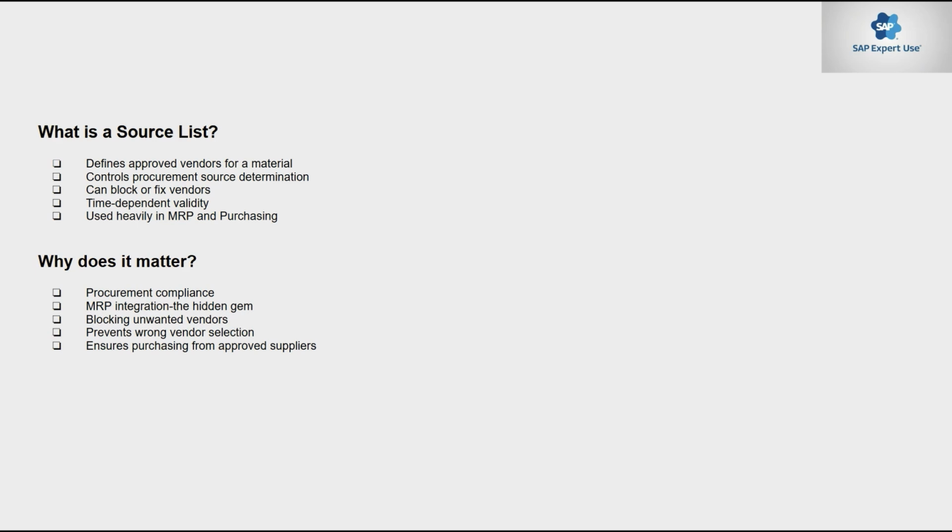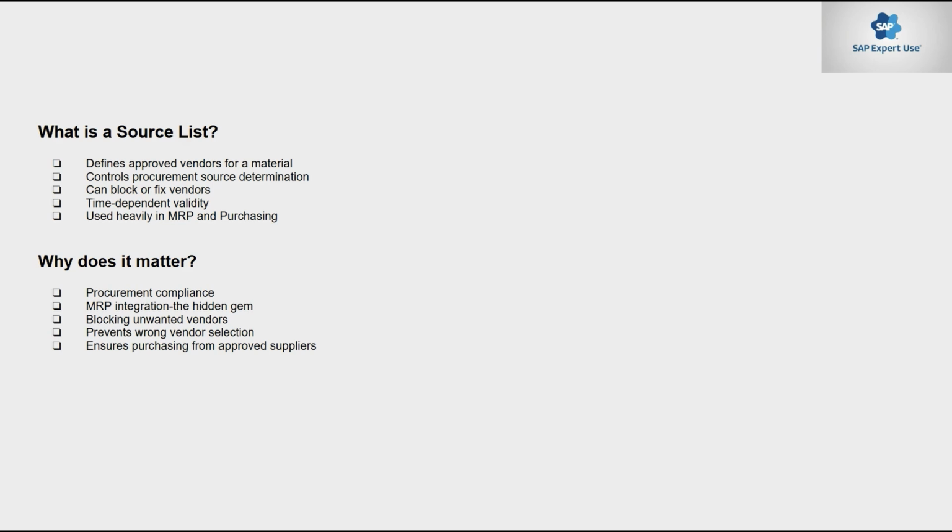So, in other words, a source list in SAP defines which vendors are approved to supply a specific material for a specific plant. It is a key element in procurement because it controls source determination during purchasing and MRP. With a source list, you can restrict purchasing to approved suppliers, define validity periods, and even fix or block vendors.